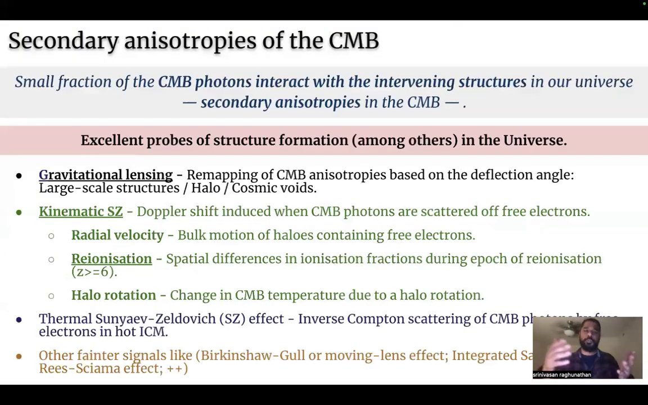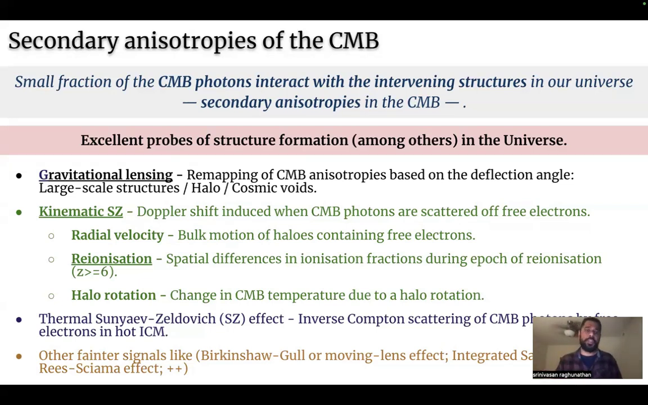So again, I just want to say what exactly these secondary anisotropies are. I said previously that these are excellent probes of structure formation. There are many secondary anisotropies. The first ones are gravitational lensing and kinematic SZ, which I will explain in detail in the following slides. Besides gravitational lensing and kinematic SZ, we also have thermal SZ, which is the effect that I showed before. These are the dark spots that we see in our map.